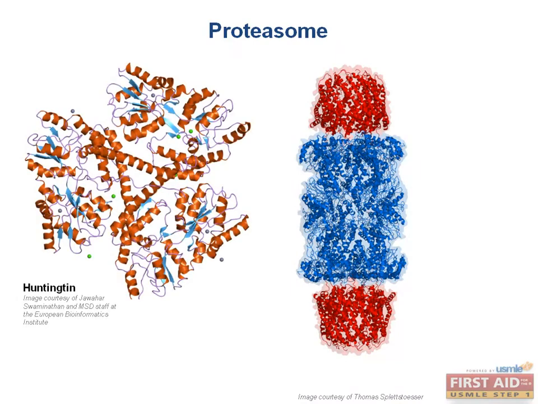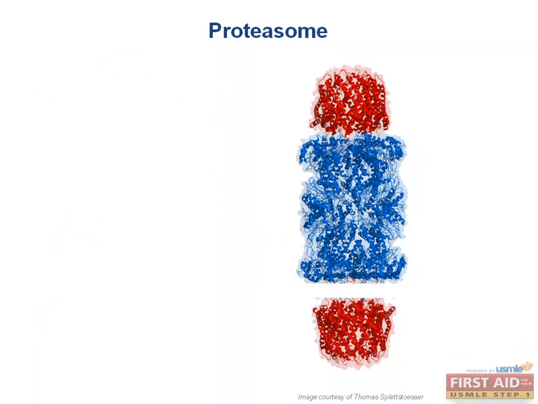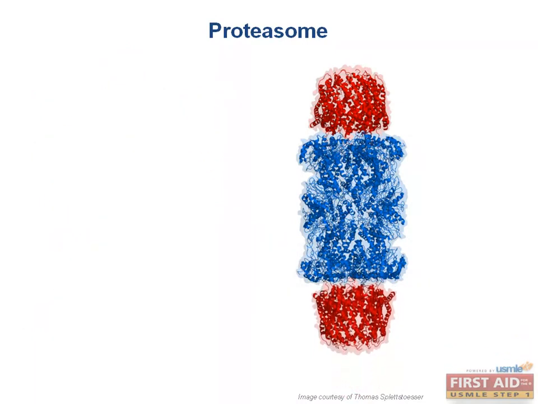So here's a protein that in some cases we might not want to have around, so we want to degrade it. This is the protein huntingtin, which aggregates and causes Huntington's disease. Proteins that need to be degraded are recognized and then modified by enzymes called ubiquitin ligases, which covalently attach a small protein called ubiquitin to the target protein. Ubiquitin binds to the proteasome's cap, which causes the barrel to open and allow the protein inside, where it is degraded.